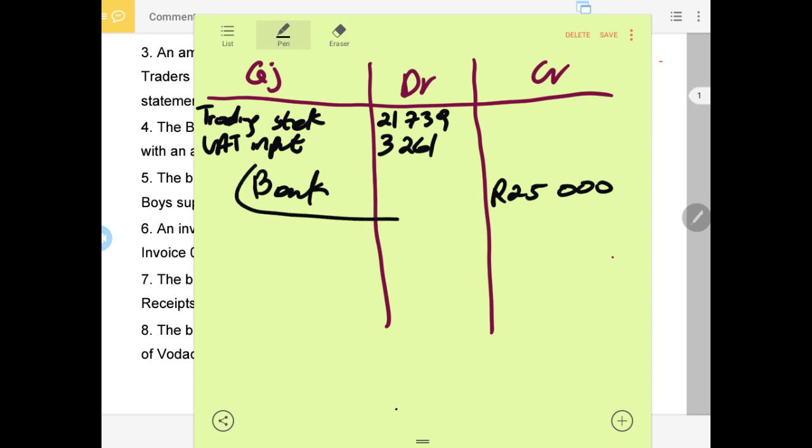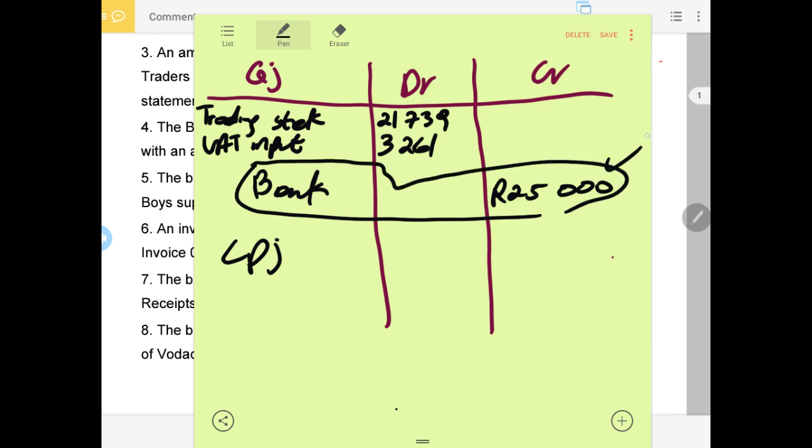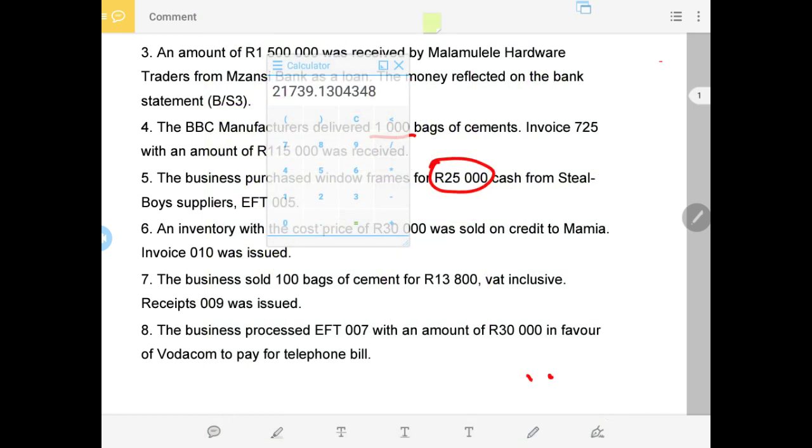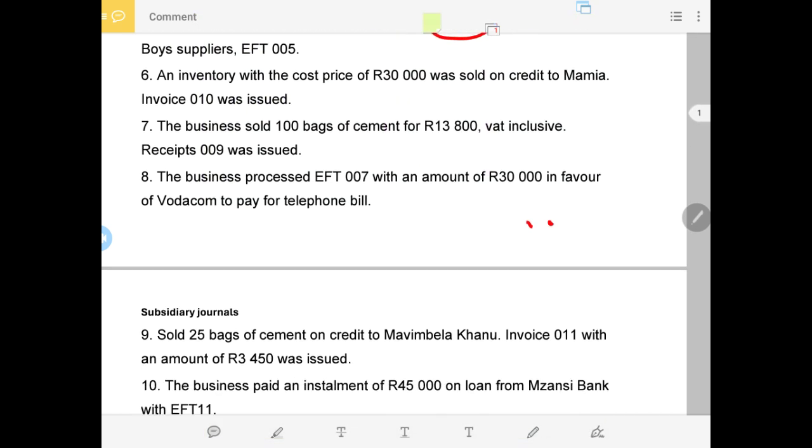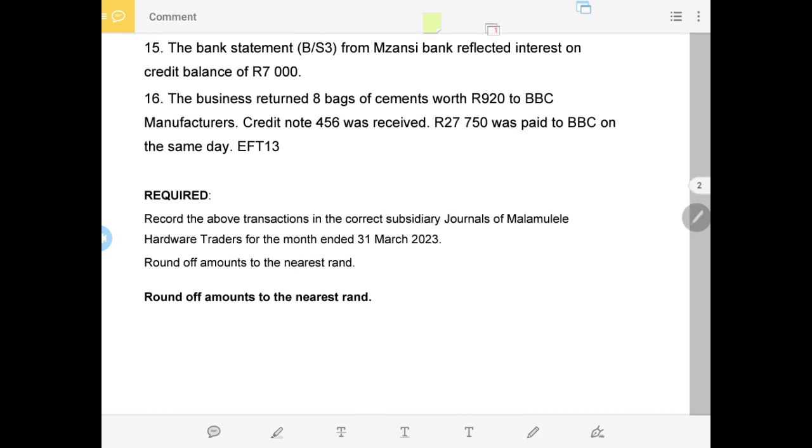So here is our general journal once again. Do we have a column for bank? Remember, this is a cash payment journal once again. Do you have a column for bank? Yes. That means this will go under that column. Do you have a column for VAT? Yes. Do you have a column for trading stock? Yes. So all these three will go to their respective columns in the cash payment journal.